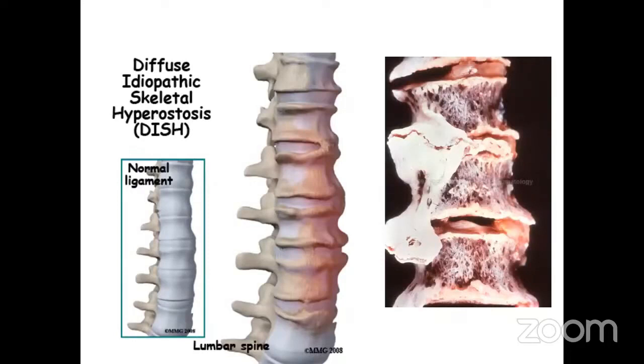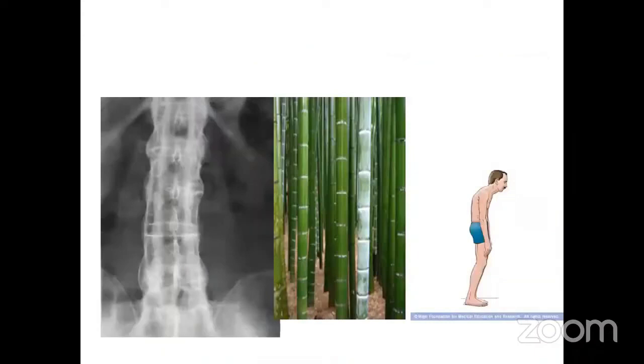So here you can see this is the normal anterior longitudinal ligament, whereas here you can see flowing anterior longitudinal ligament calcification, and that is seen in DISH or Forrester's disease. So here you can see bamboo spine, typical bamboo spine. These are all syndesmophytes, and that is seen in ankylosing spondylitis. So bamboo spine is seen in ankylosing spondylitis, whereas flowing intervertebral ossification is seen in Forrester's disease or DISH.